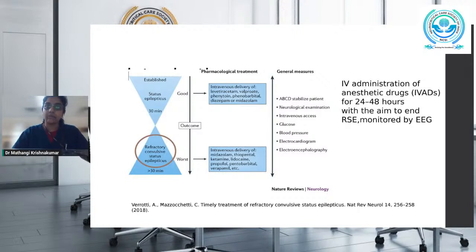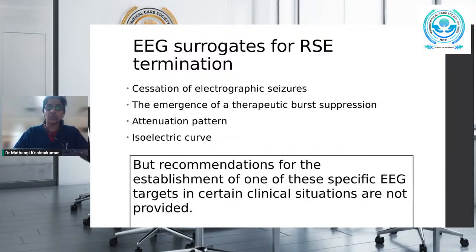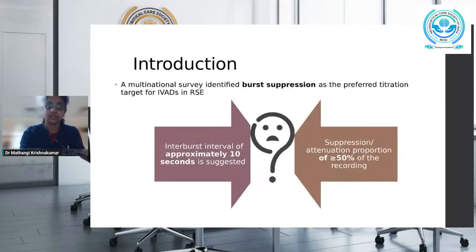Usually this is the aim of therapy when managing refractory status epilepticus, and the seizure is monitored with EEG. So what is the endpoint? What should be the EEG surrogates for RSE? There are guidelines which describe termination of an RSE as either cessation of electrographic seizure, or the emergence of a therapeutic burst suppression, an attenuation pattern, or an isoelectric curve. But the recommendation for the establishment of one specific pattern is still not provided. So again, this remains a gray area in management of refractory status epilepticus.